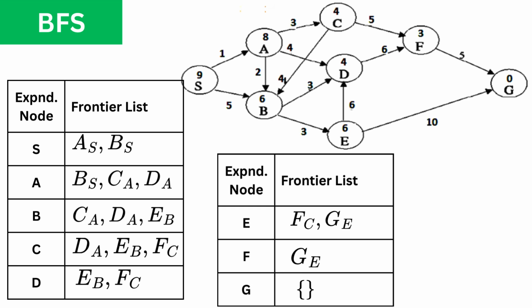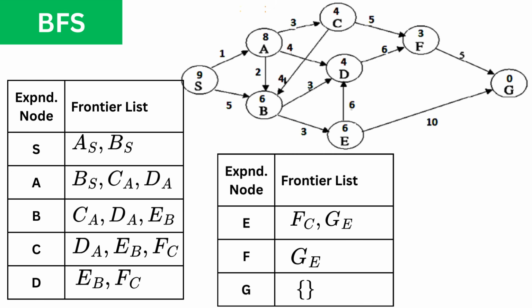Then comes B. We will dequeue B and look for the children of B, which are D and E. D is already in the list, so we'll just append E at the end of the queue. We will dequeue C, and the child of C is F. We will append F at the end of the queue. Now it's time for D to dequeue. The child of D is F, but F is already in the list, so nothing will happen.